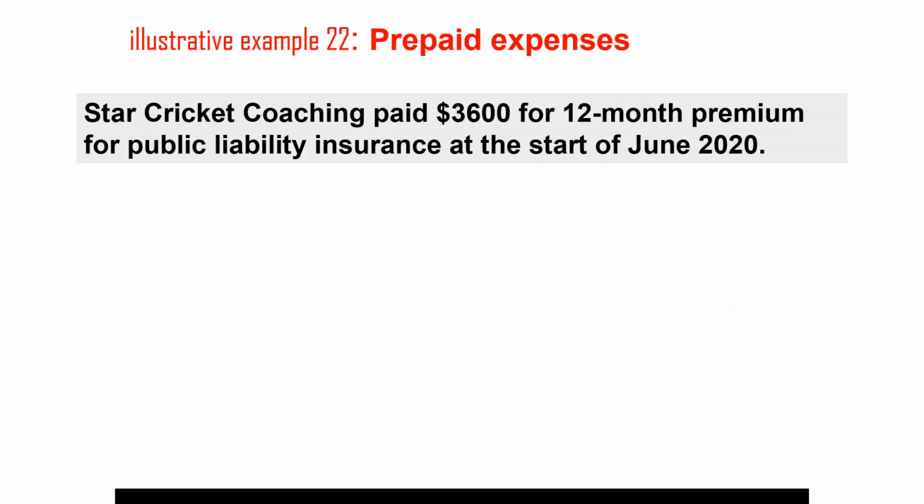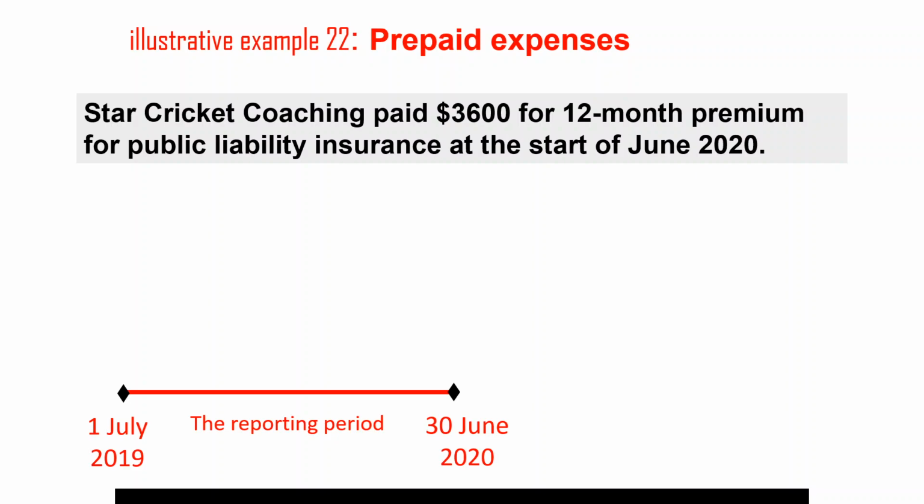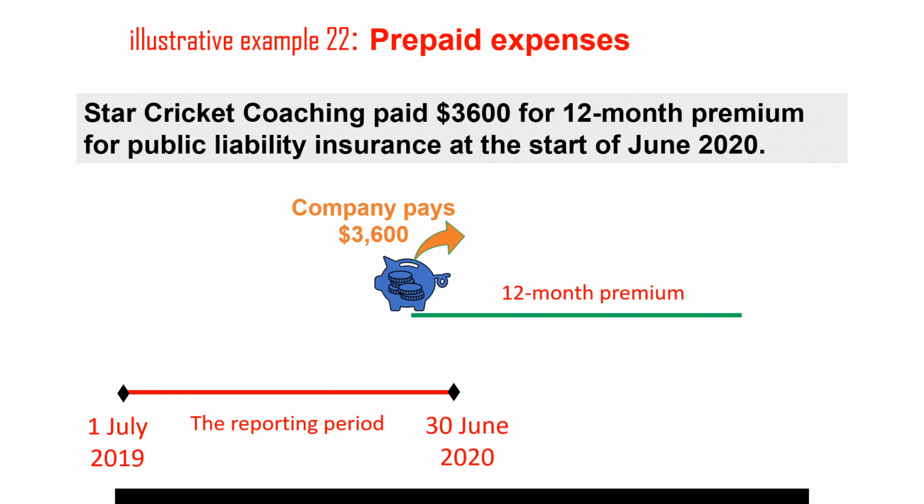Okay, moving to the final illustrative example, that is about prepaid expenses. Star Cricket Coaching paid $3,600 for a 12-month premium for public liability insurance at the start of June 2020. The reporting period is 1st July 2019 to 30th June 2020, and the insurance is paid at the start of June 2020, and that is for a 12 month period.